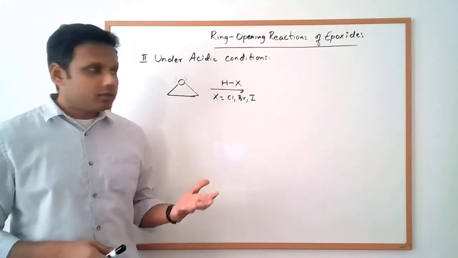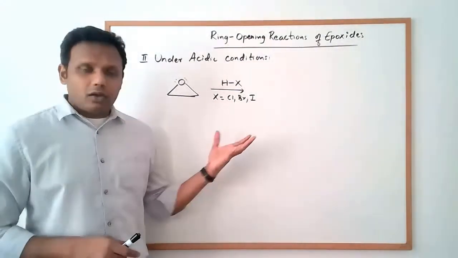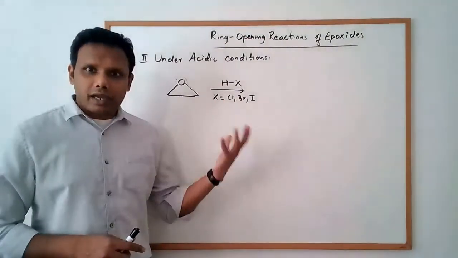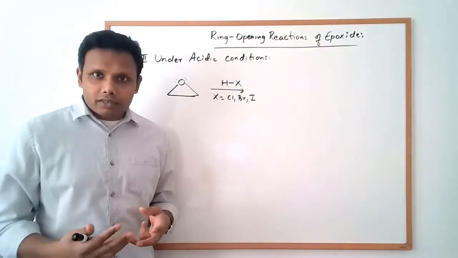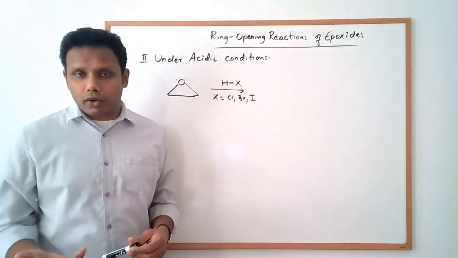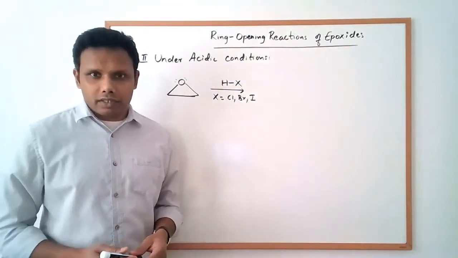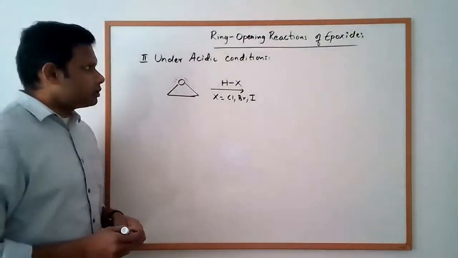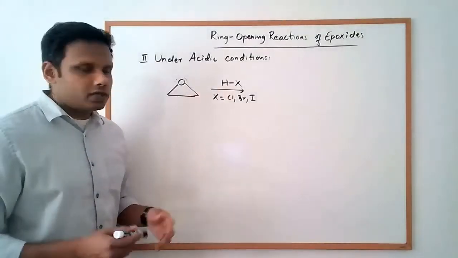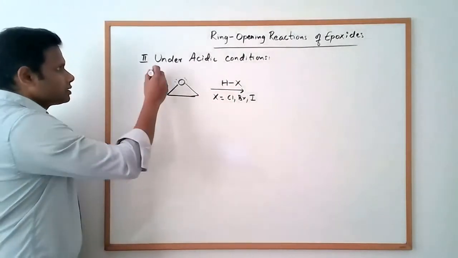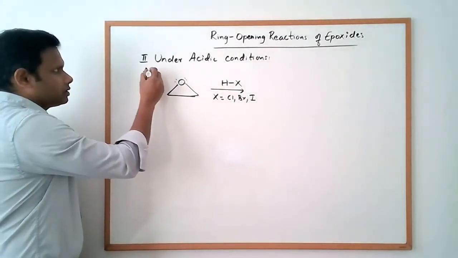So let's see what happens when an epoxide reacts with an acid. What sort of mechanisms are involved and what sort of products are possible under these conditions? Let's start off with the reaction of an epoxide with an HX, okay? So that's the simplest scenario that we are considering here.